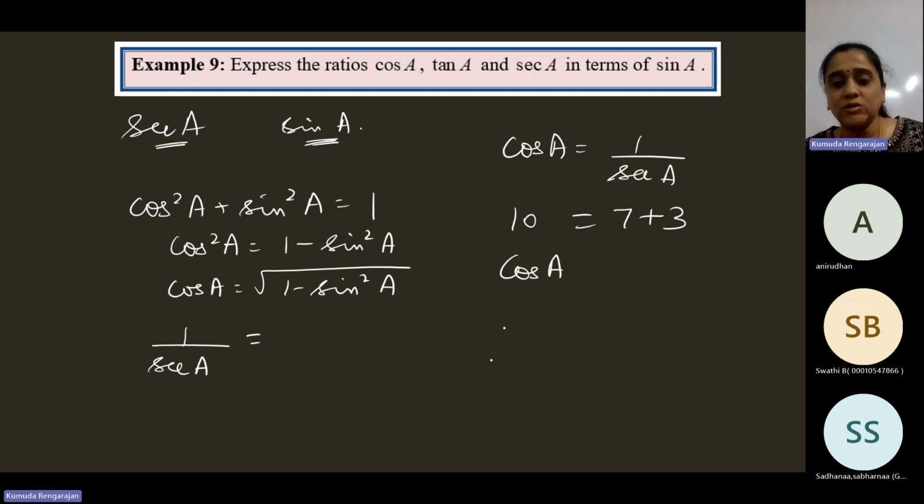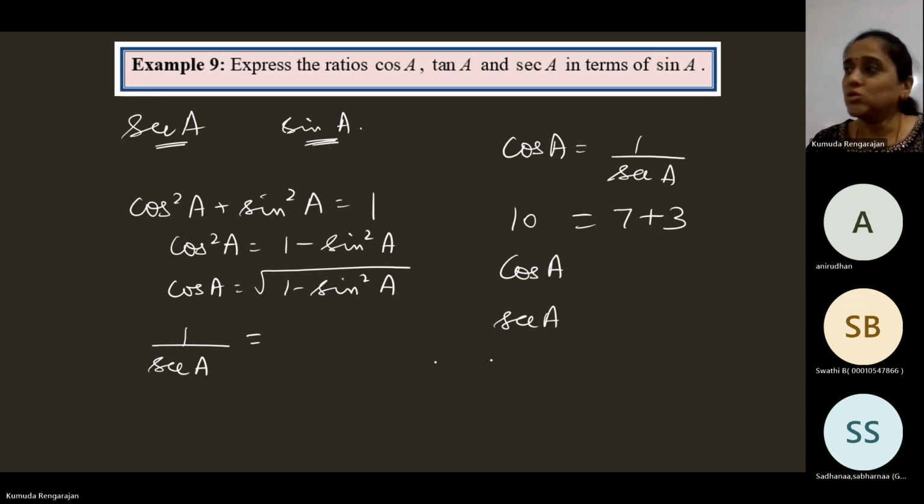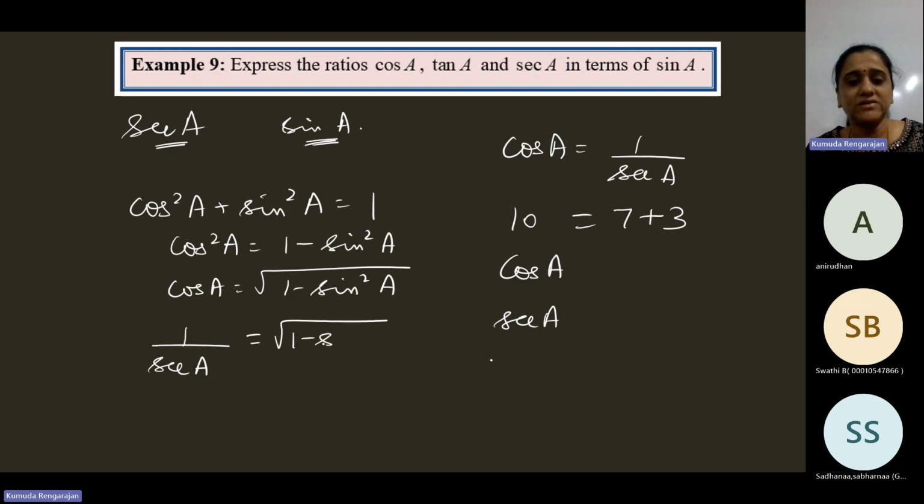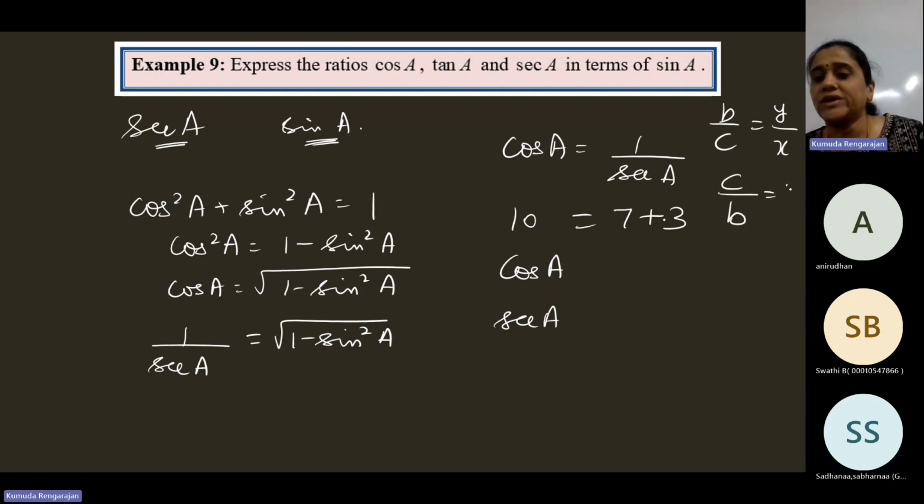You cannot remove cos A and write secant A there. Cos A is not equal to secant A. Cos A is equal to 1 by secant A, or secant A is equal to 1 by cos A. They are equal. So instead of cos A, we are writing 1 by secant A. Write this as it is. Now take reciprocals on both sides. Like if you have B by C equal to Y by X, you can take reciprocals on both sides and write C by B is equal to X by Y.